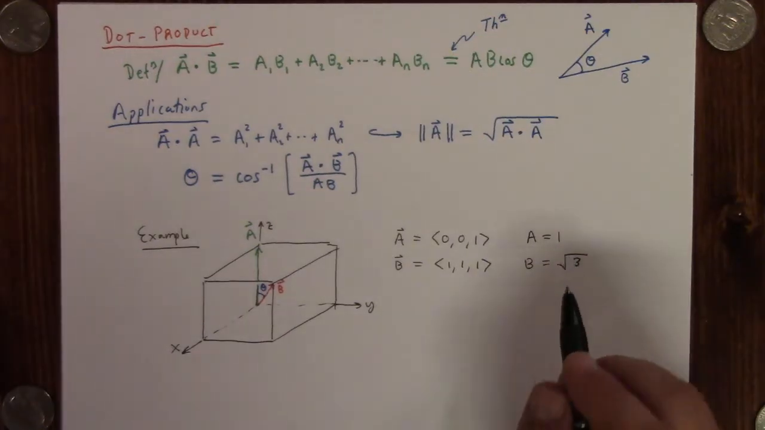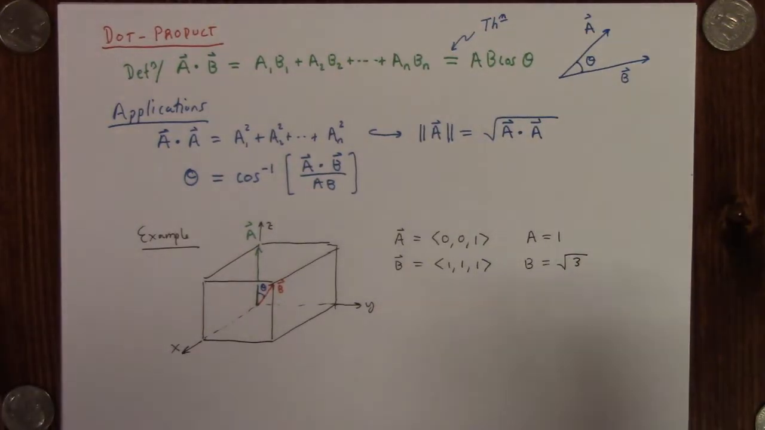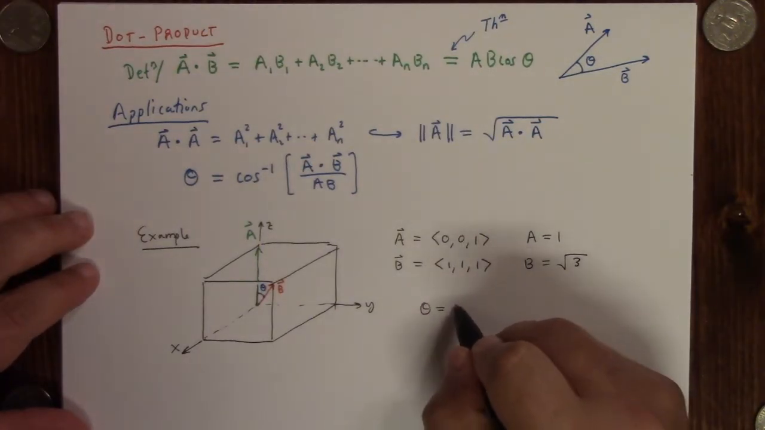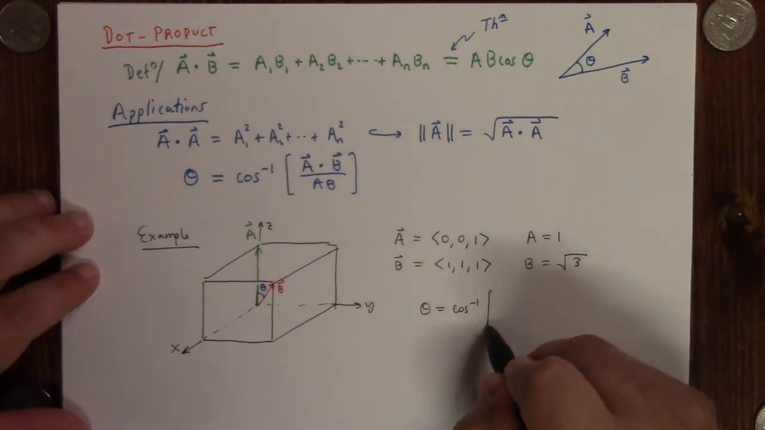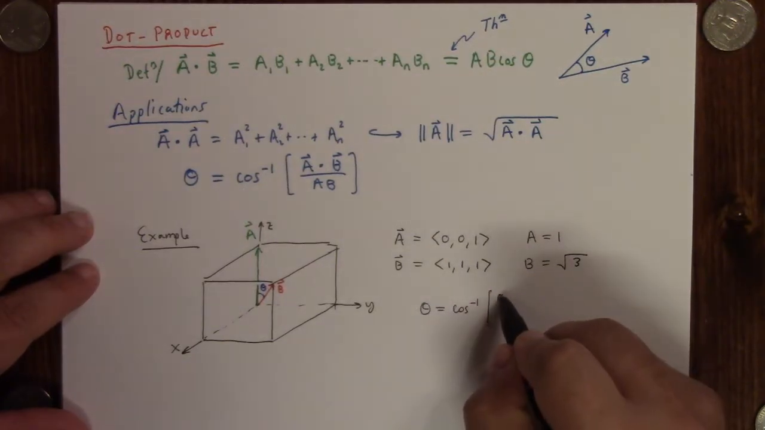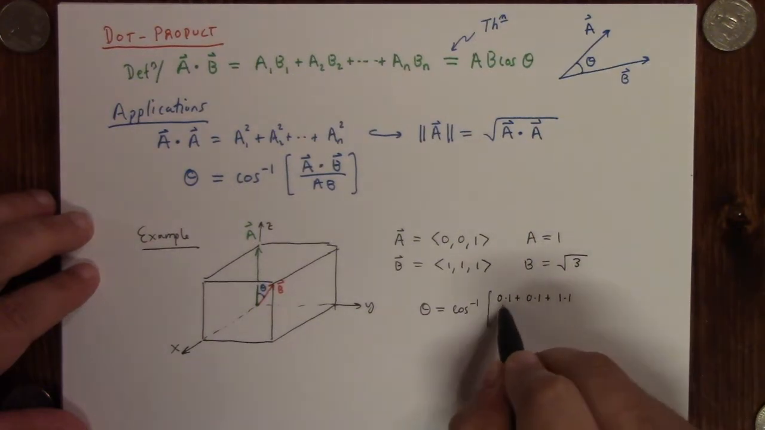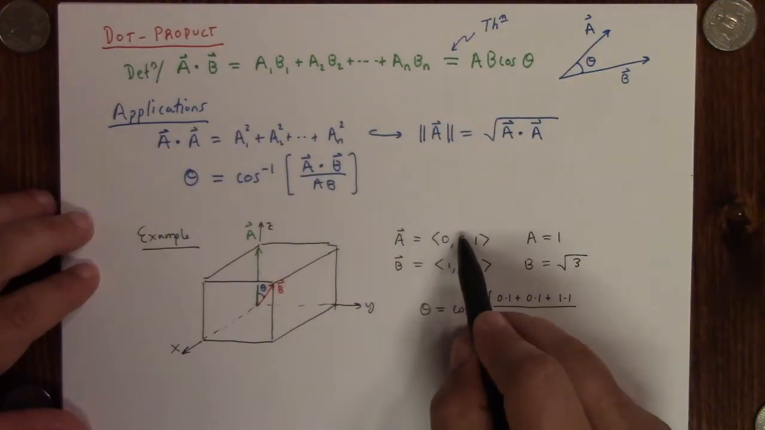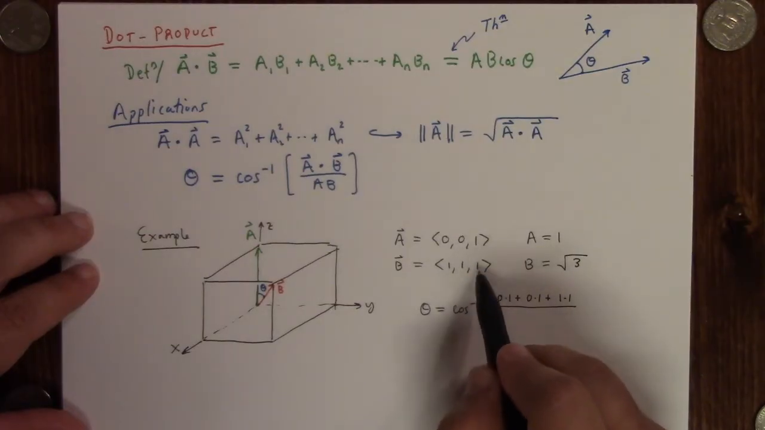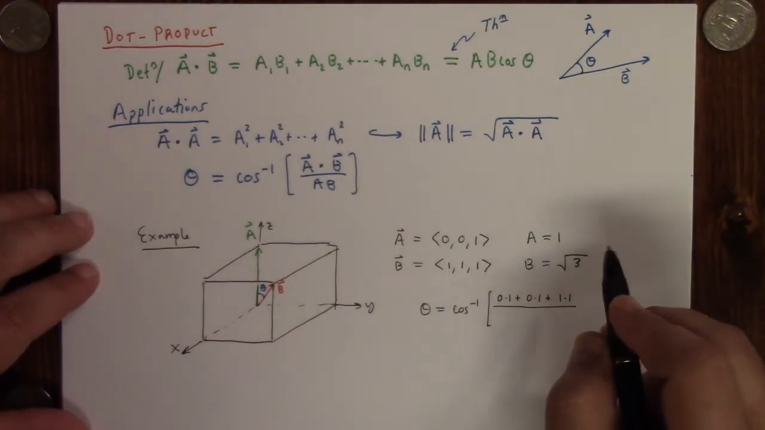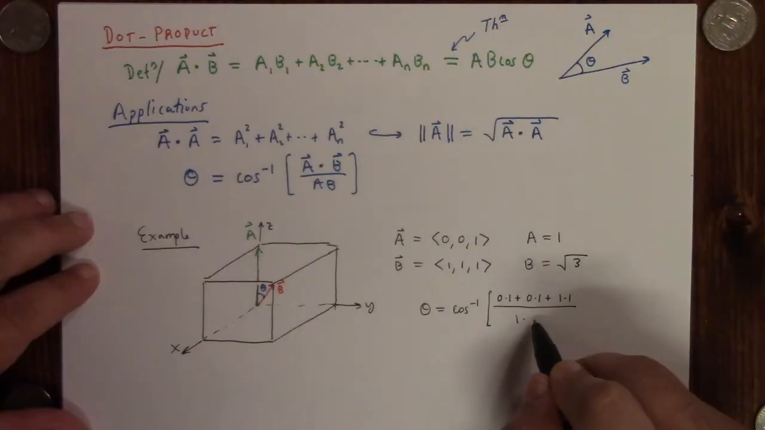We can calculate the angle between A and B. Now, whenever I ask students this in class, I have always had at least one student tell me 45 degrees. But it's not the case. In fact, when you calculate theta, you get A dot B. What's A dot B? 0 times 1 plus 0 times 1 plus 1 times 1. That's the dot product, because I take these components multiplied, plus these components multiplied, plus these components multiplied. That's the definition of dot product. And then divided by the length of A, which is 1, times the length of B, which is root 3.